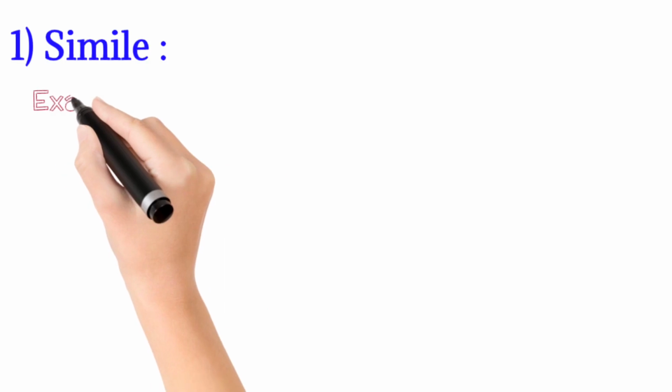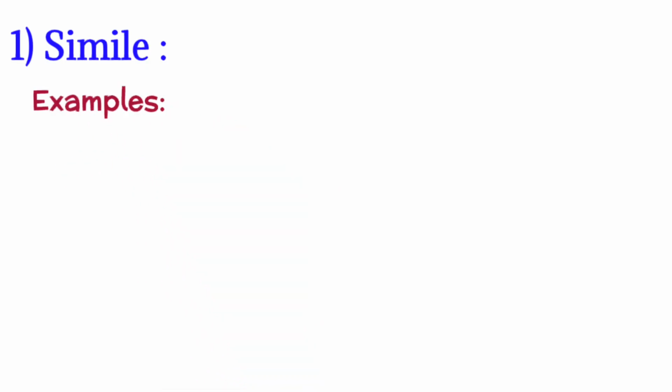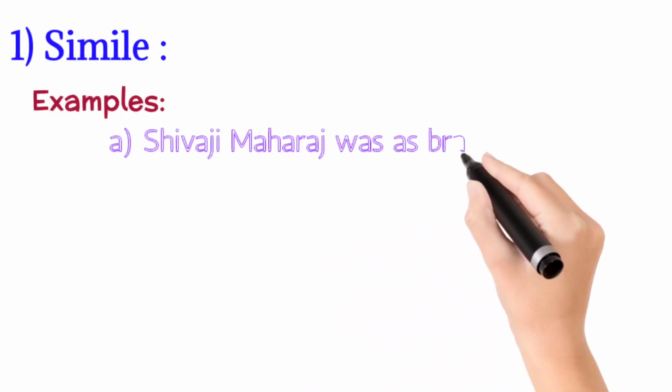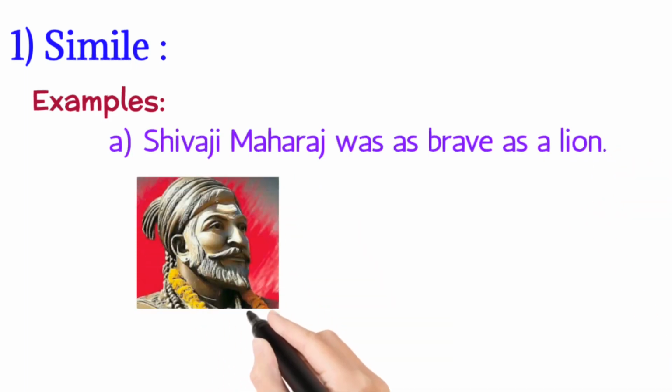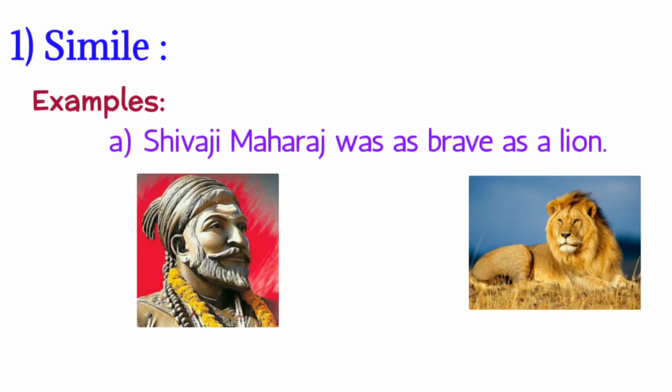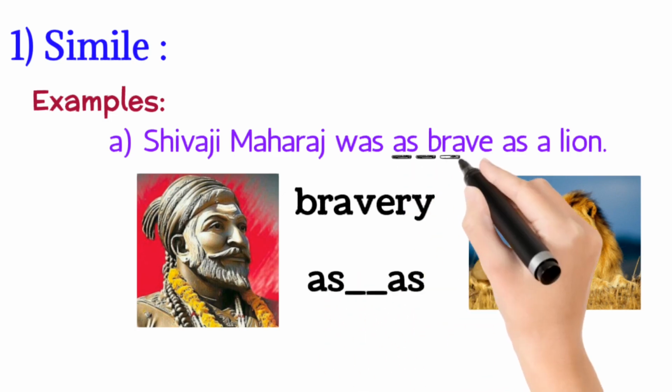Number 1, simile. To understand what is simile, let's see some examples. Shivaji Maharaj was as brave as a lion. Here, the comparison is between a person and an animal. The comparison is made because there is one thing or quality which is common in both, that is their bravery. It means both are brave. Notice that this comparison is made by using the word as.